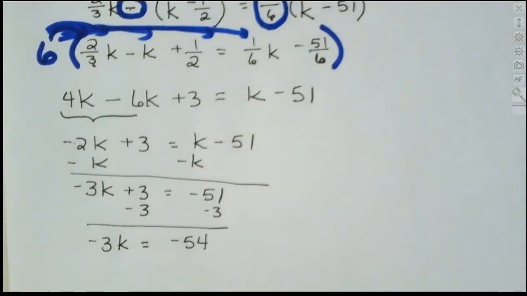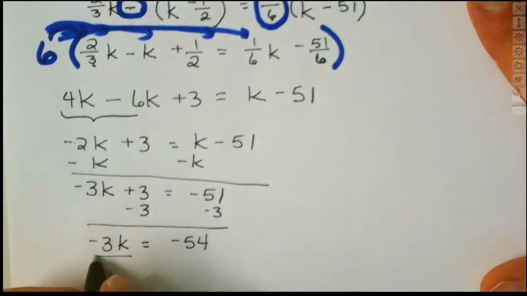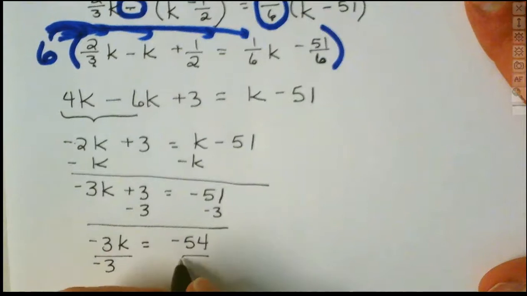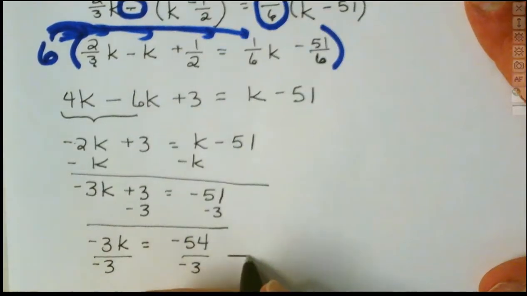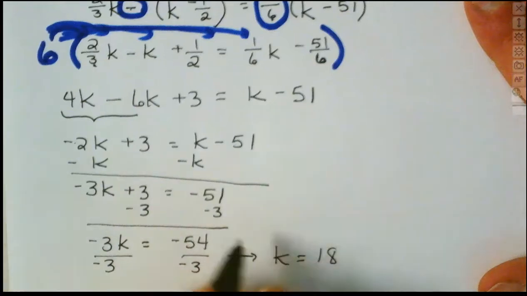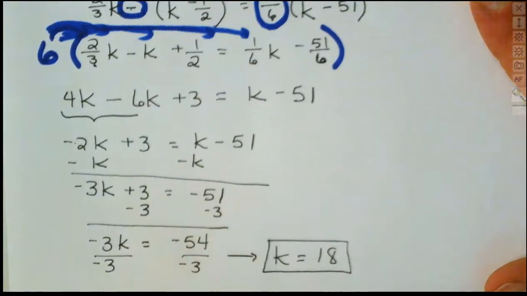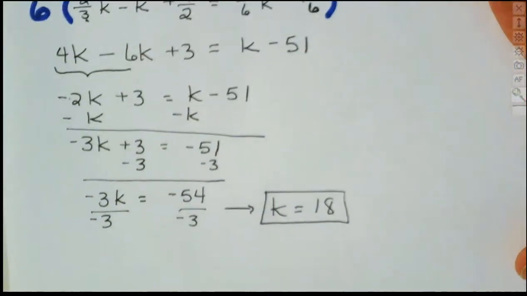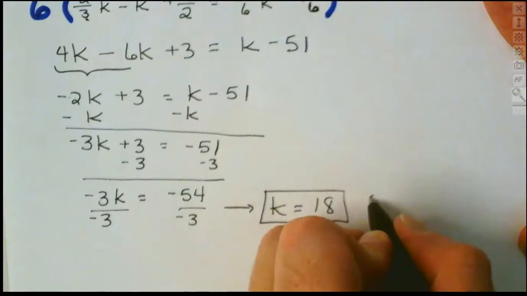So we need to divide by that 3, that negative 3. So divide both sides by a negative 3. And what do we know about a negative divided by a negative? Negative divided by negative is positive. If you use your calculator, 54 divided by 3 makes it 18. So negative over negative makes it positive. So that would be k equals 18. And this again is conditional.